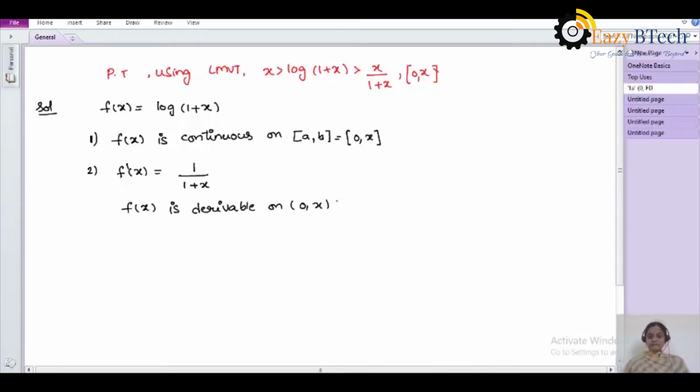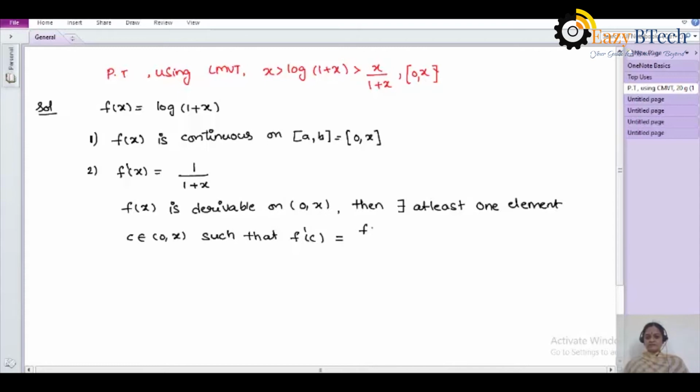So of course, you know very well what you have to write here. If it is continuous and derivable, then there exists at least one element c, which belongs to the open interval 0 comma x, such that, what is the formula, students, for f dash of c in LMVT? f of b minus f of a by b minus a is equal to f dash of c. Very good. So here the value of a is 0 and the value of b is x.